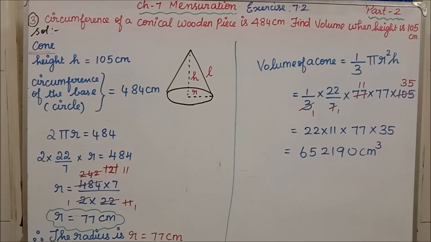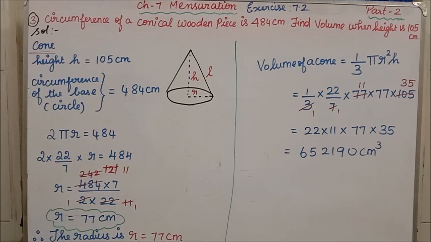Next we'll see the third question. See the question. If the circumference of a conical wooden piece is 484 centimeter, then find its volume when its height is 105 centimeter. Students, what are they talking about in this third question? What shape are they talking about? They are talking about a conical wooden piece.